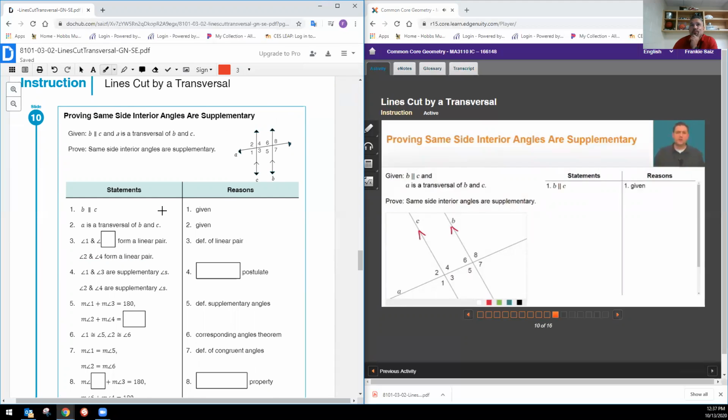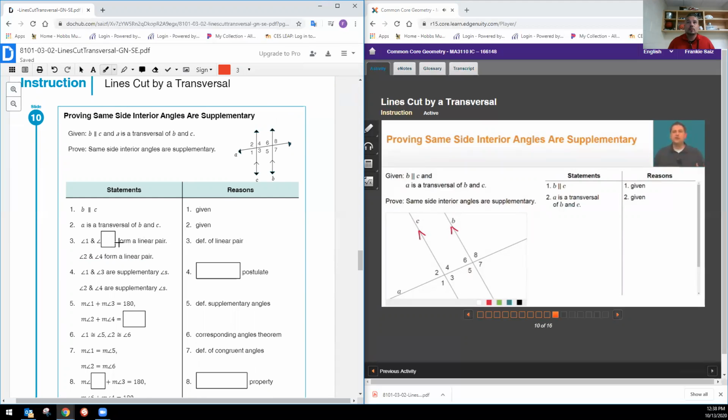B is parallel to C. But I'm also shown that A is a transversal of B and C. Since that's given to us, I'm going to put that in my proof as well. And I'm going to use this information to prove what? To prove that same side interior angles, also called consecutive interior angles, are supplementary.